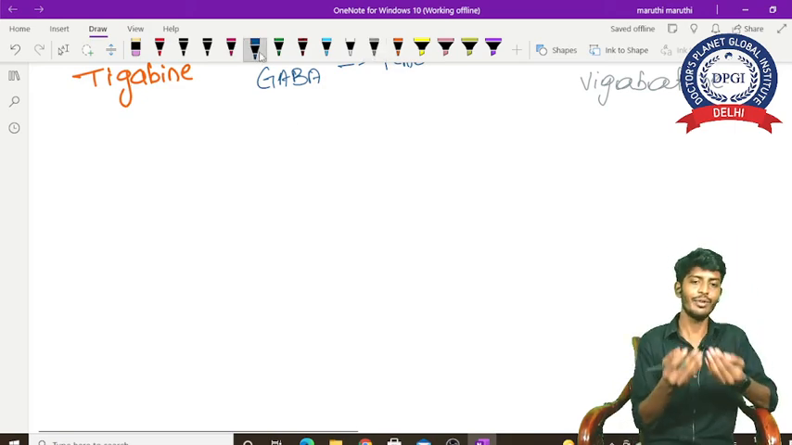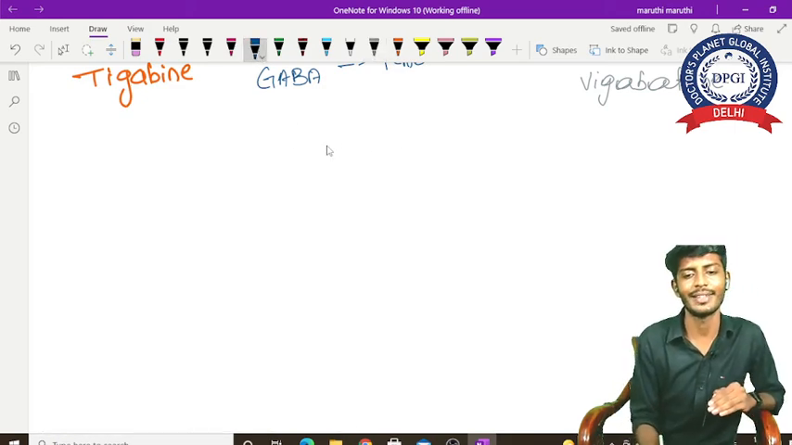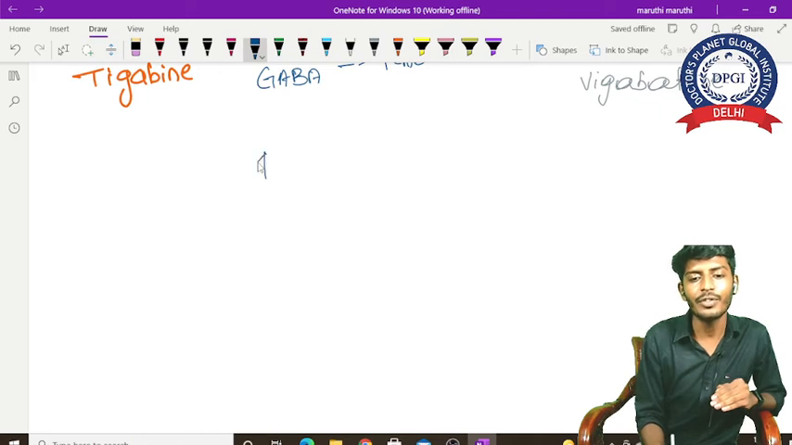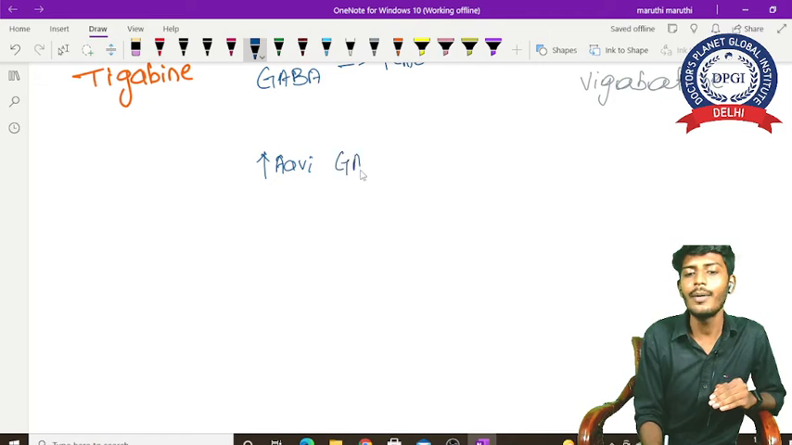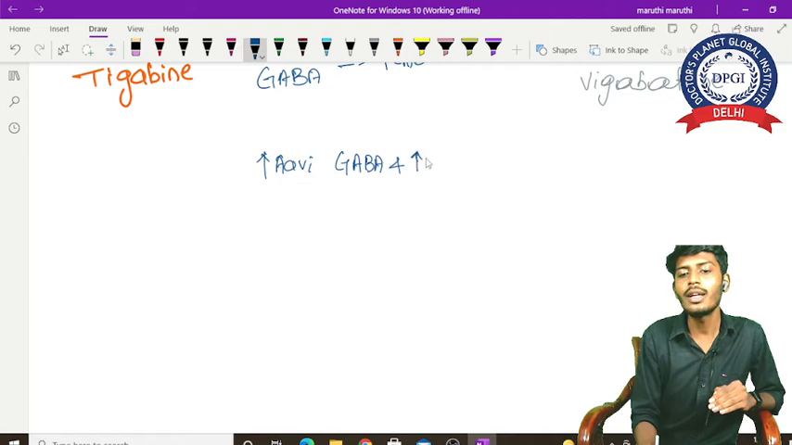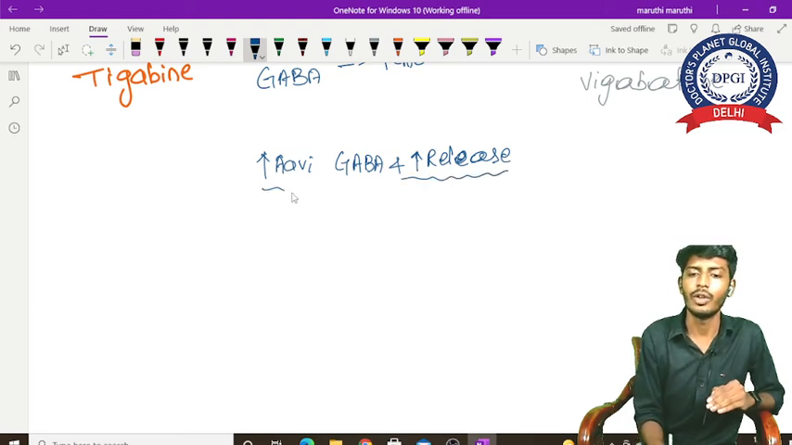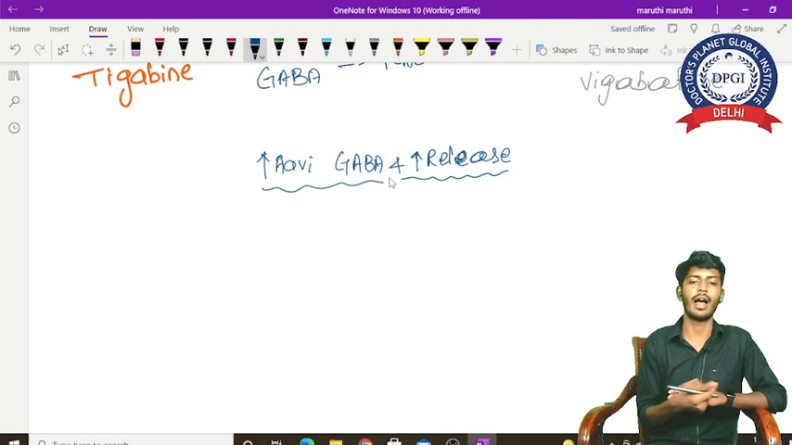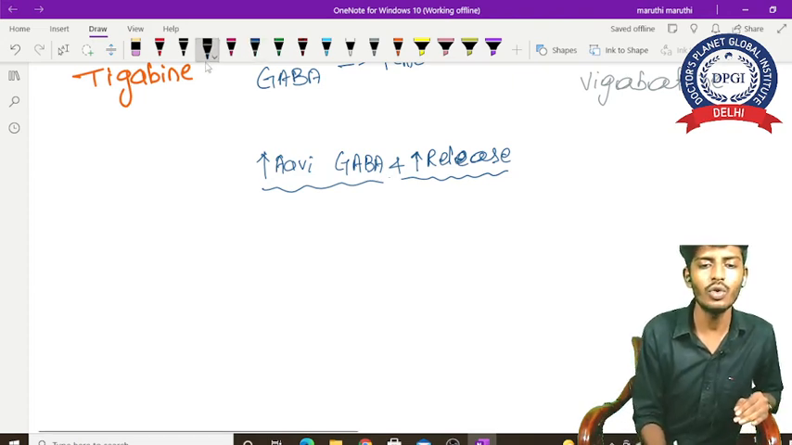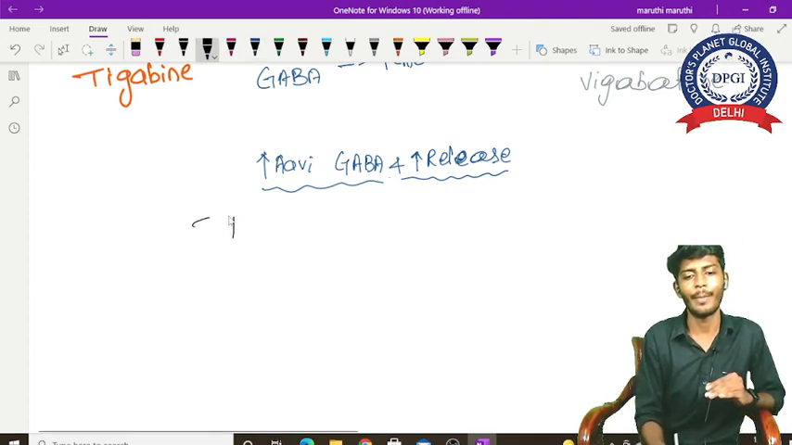And the last and most important group of drugs which work with the GABA system, my dear students, are very simple to understand. There is a group of drugs which increase the availability of GABA, and also increase the release of GABA. How exactly, we don't know, but they do this. Which are those drugs? There are two drugs. One of them is called pregabalin.